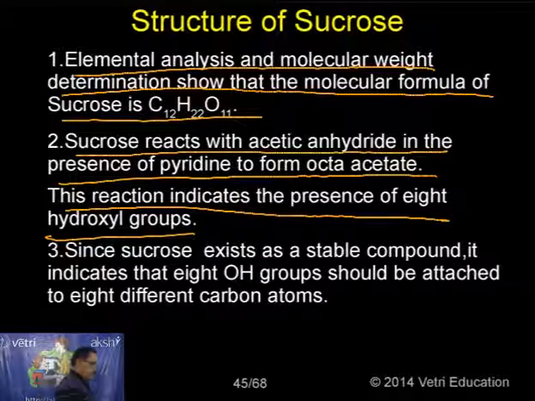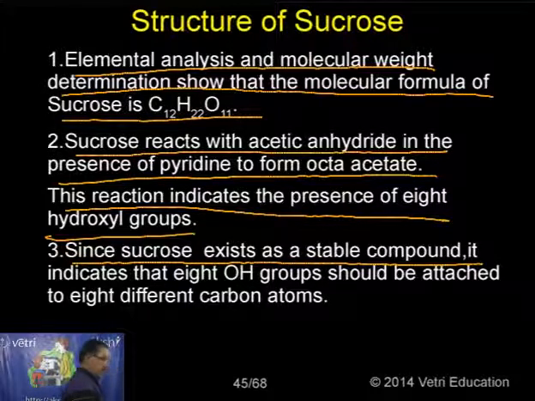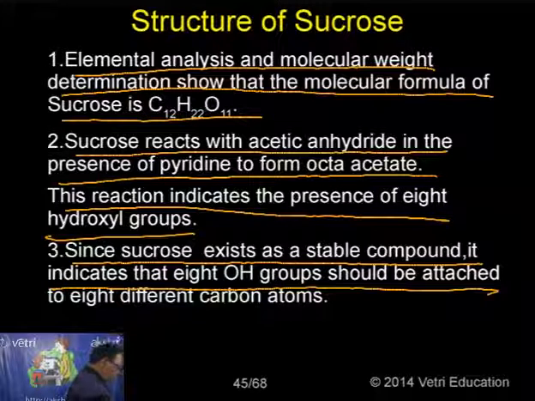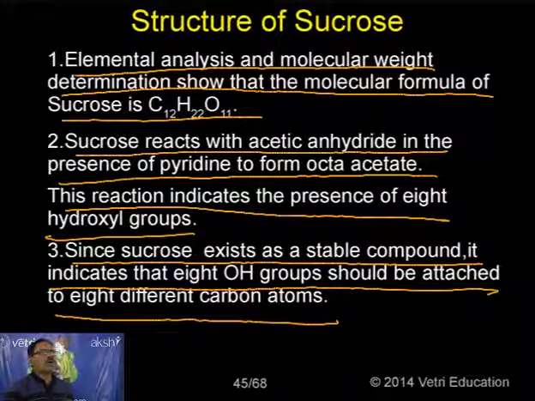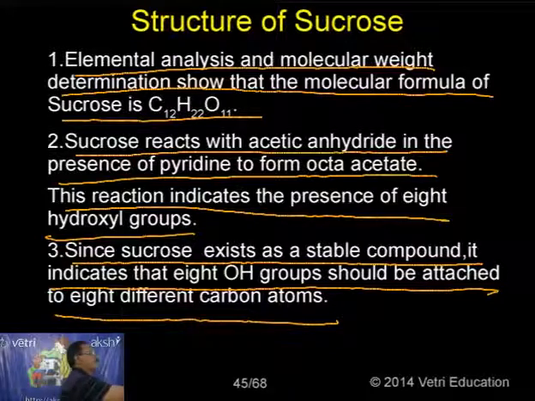Step 3: since sucrose exists as a stable compound, it indicates that the 8 OH groups should be attached to 8 different carbon atoms. As in the case of glucose and fructose, here also all the 8 OH groups are present on 8 different carbon atoms.